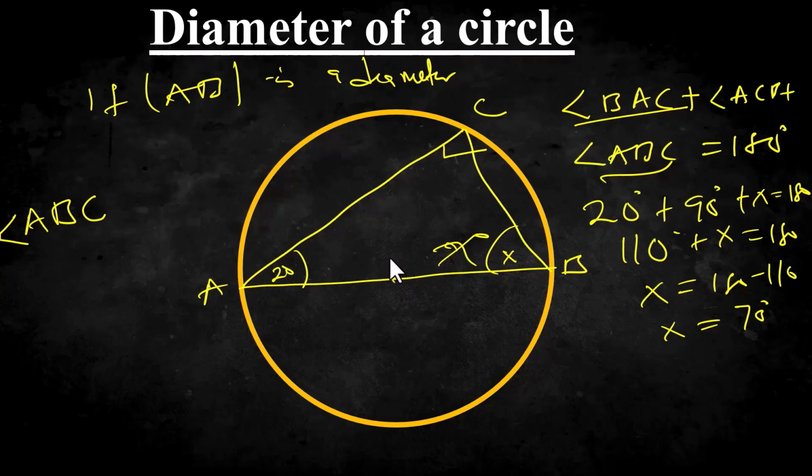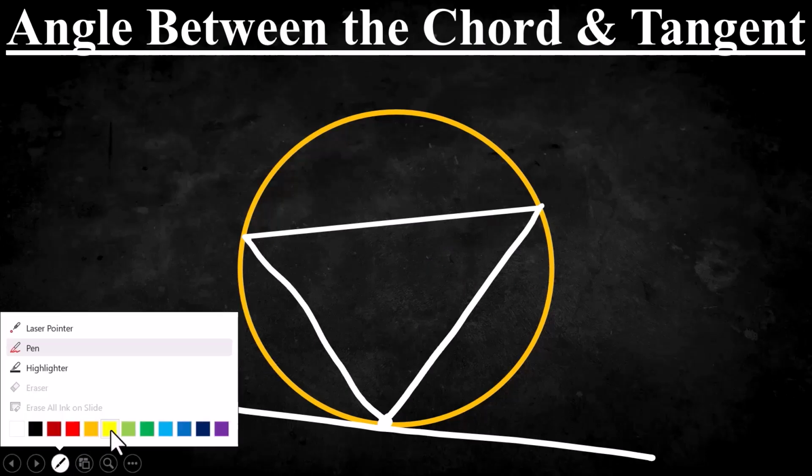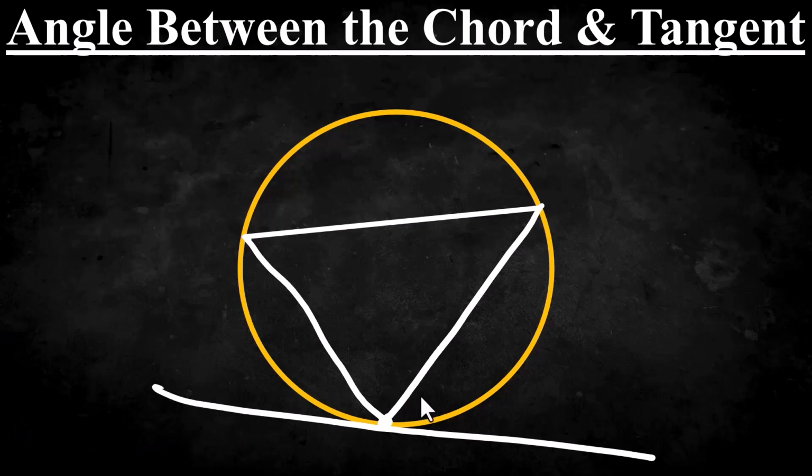Okay. Now the next property has to do with the angle between the chord and tangent. The angle between the chord and tangent is equal to the angle in the alternate segment. So if this side is theta 1, then in the alternate segment this side will be theta 1.